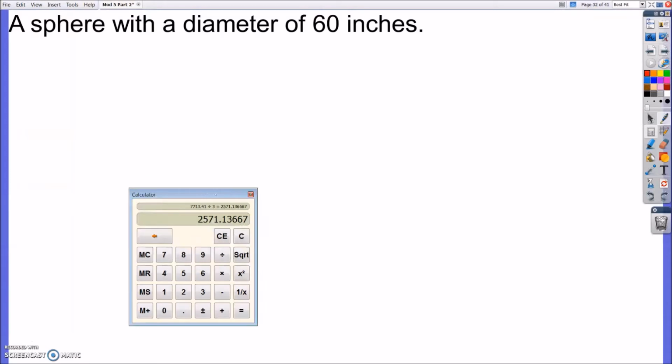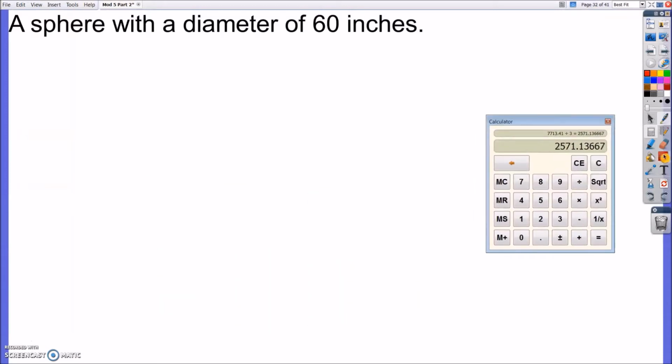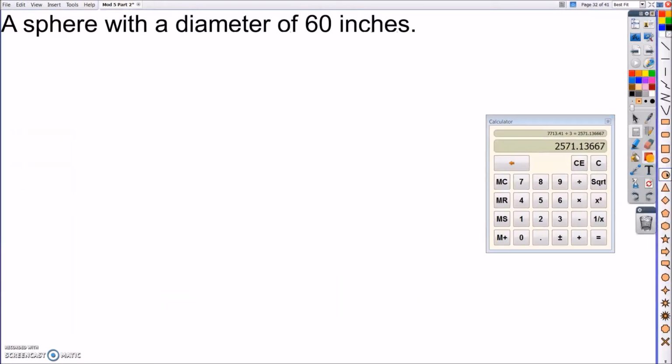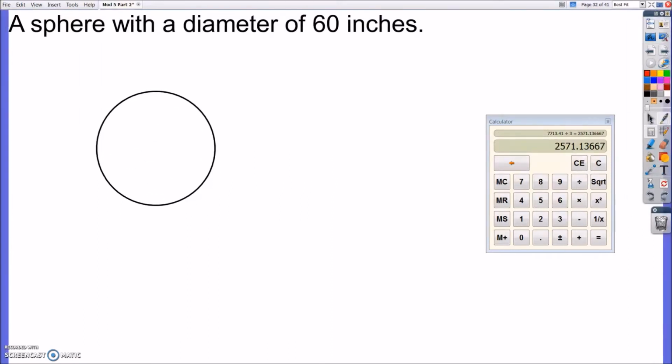All right, so now what we're going to do, it's going to give us some words, and we're going to have to figure it out. So whenever I have this, I always make a drawing. It says I have a sphere with a diameter of 60 inches. So the first thing I do is I'm going to actually draw my sphere. And it says I have a diameter of 60. Well, if I have a diameter of 60, that means I'm going to have a radius of 30.